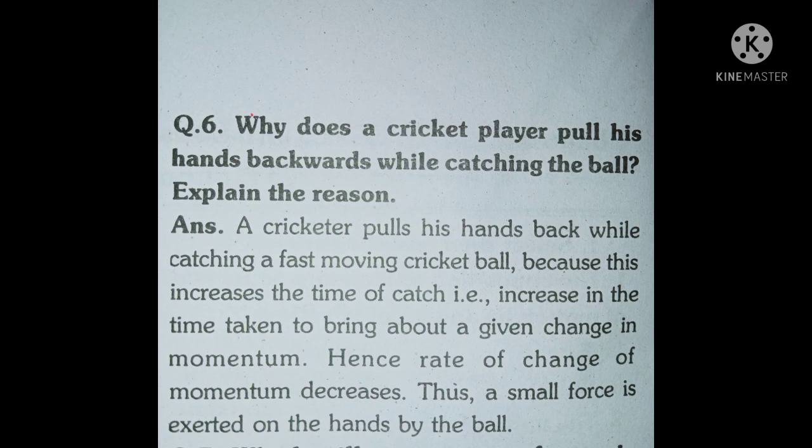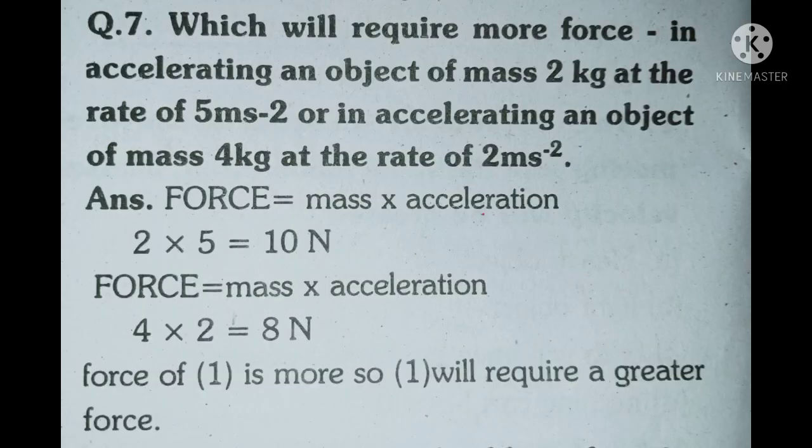And next question 6. Question 6. Why does a cricket player pull his hands backwards while catching the ball? Explain the reason. Answer, a cricketer pulls his hands back while catching a fast moving cricket ball because this increases the time of catch. This increases the time taken to bring about a given change in momentum. Hence, the rate of change of momentum decreases, thus a small force is exerted on the hands by the ball. Answer 6 complete.